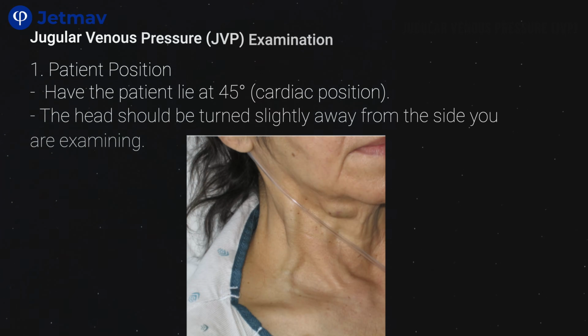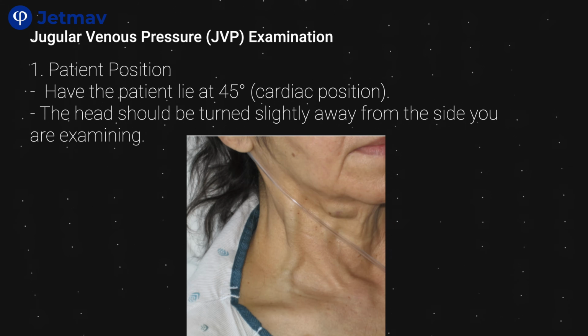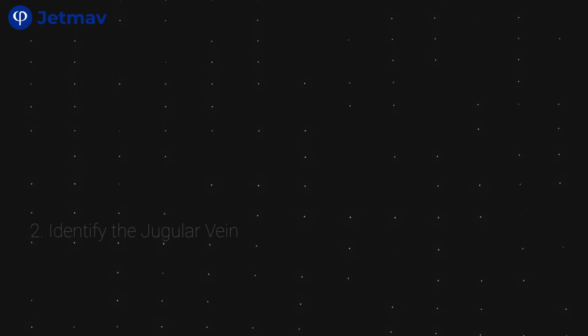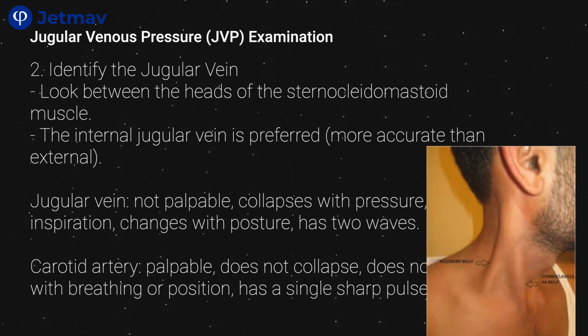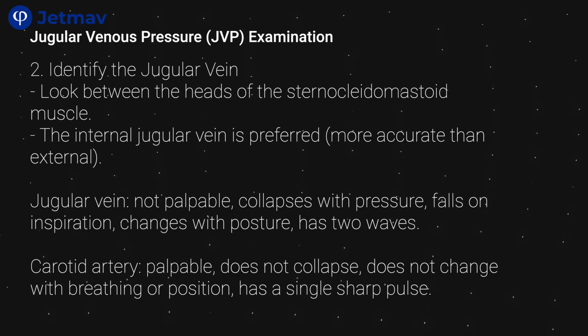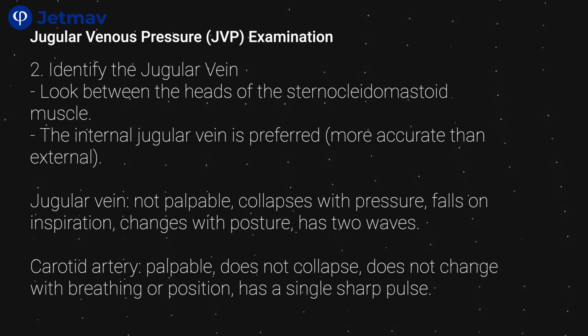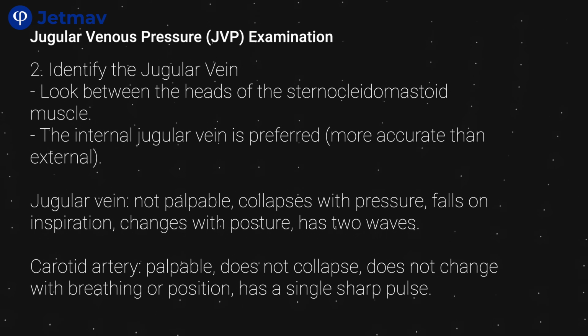Then the next aspect is checking the jugular venous pressure. You ensure the patient is well positioned in the cardiac position. The head should be turned slightly away from the side you are examining. So if you're examining on the right, the patient should turn the neck towards the left. You first identify the jugular vein by looking between the heads of the sternocleidomastoid muscle. We usually prefer the internal jugular because it gives us a more accurate measurement than the external jugular.